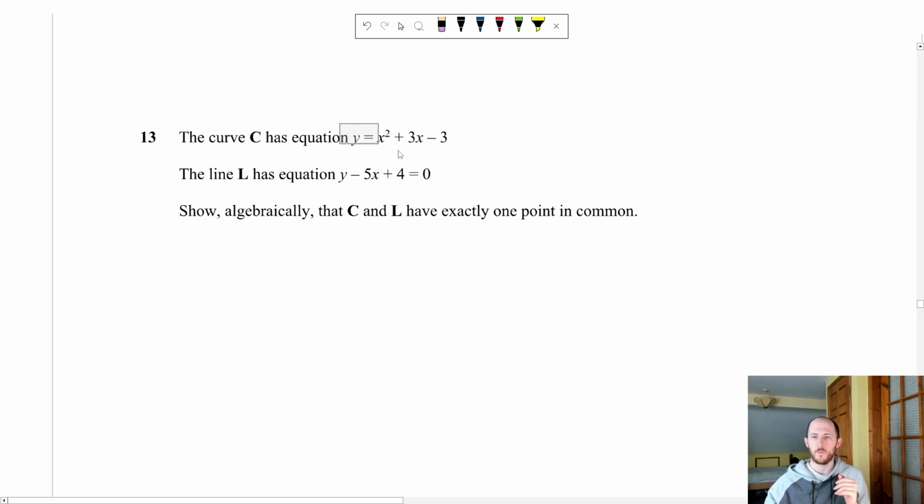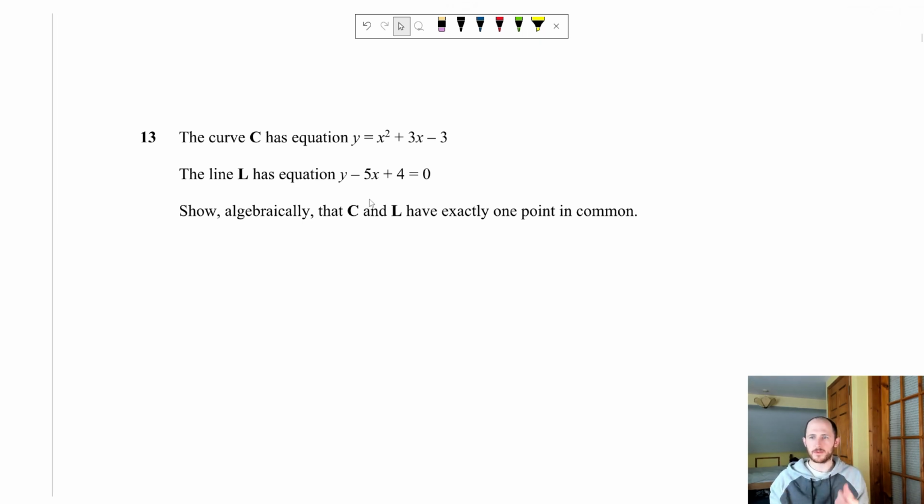So we have a curve with this equation, a line with this equation, and it says, show algebraically that C and L have exactly one point in common. And honestly, if I change the wording of this question, I guarantee most of you watching would instantly be able to do it. What do I mean? Well, if I said, for example, find the coordinates where lines L and C intersect, all of you would know exactly what to do. But that's exactly what this question's saying. It's just saying, how many points does it have in common? How would you work that out? You would try and find what coordinates are in common. So it's the same question realistically, it's just worded very slightly differently.